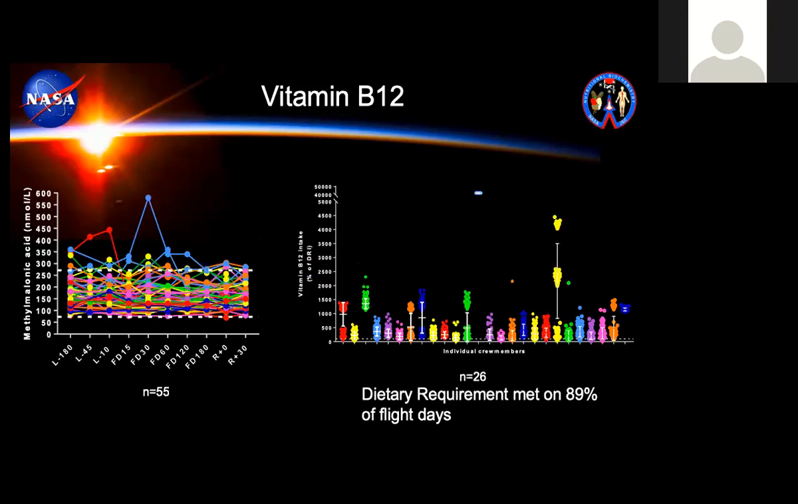Looking at vitamin B12, so we have methylmalonic acid on the left here, vitamin B12 intake on the right. Methylmalonic acid is a gold standard functional indicator of vitamin B12 status. We do also measure serum B12, I'm going to show you the MMA here today from 55 crew members. So if you look at MMA, the higher the number, the more deficient with vitamin B12. So you don't want to have values outside this high end. And so we have seen a handful of subjects, crew members with a vitamin B12 deficiency before and during flight.